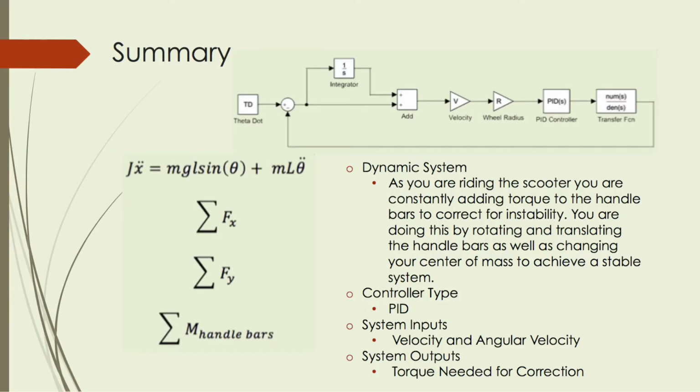After watching our video, it can be seen that there's a lot more than meets the eye when it comes to controlling the scooter. It may seem like something you did so easily as a kid, but there are a lot of control factors that go into this easy task. As you ride the scooter, you have to constantly add torque to the handlebars to correct for instability. This is done when you rotate and translate the handlebars, as well as change your center of mass to achieve a stable system. These are all accounted for in our PID controller that allows us to take the inputs of velocity and angular velocity and turn it into torque that is needed to correct and thus stabilize the system.